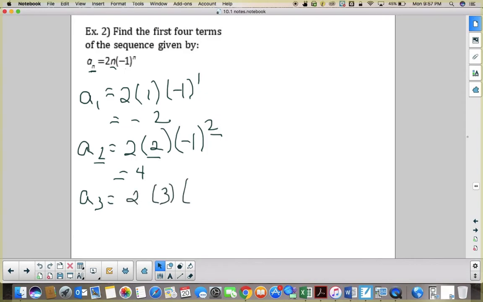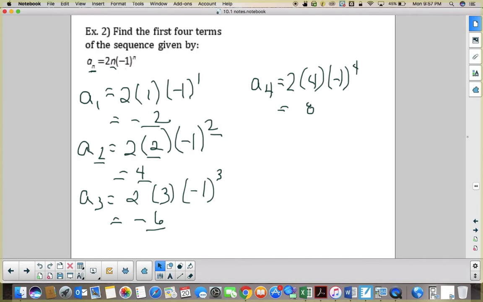I'm going to continue this process on. You'll now notice that I'm at an odd exponent, and anytime I take a negative number to an odd exponent, it's going to be negative. So I've got -1 times basically 6, which gives me -6. So I'm alternating between positive and negative. And then my last one, a sub 4, the fourth term, 2 times 4 times -1 to the fourth power. So that's going to give me now a positive value, so this is 8. So my first 4 terms are -2, 4, -6, and 8.